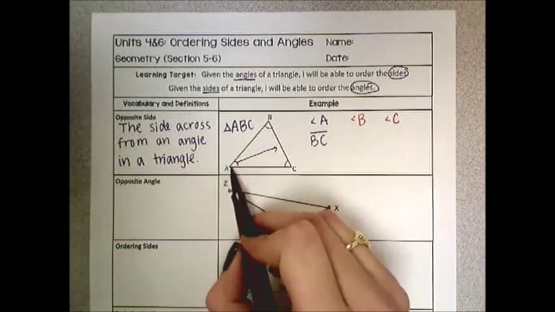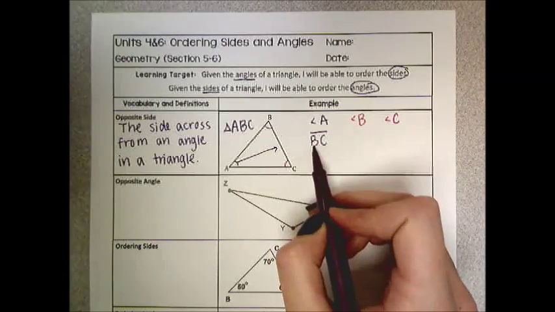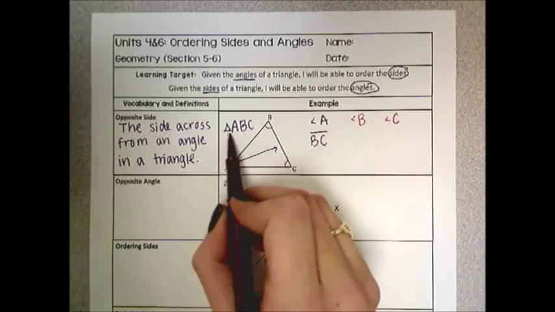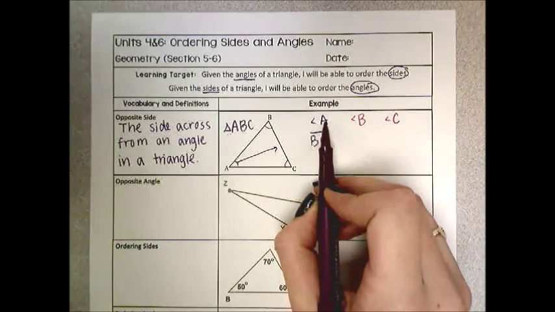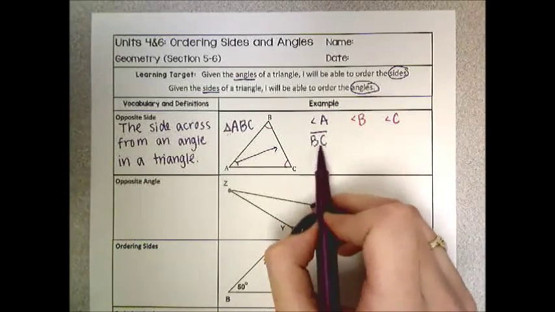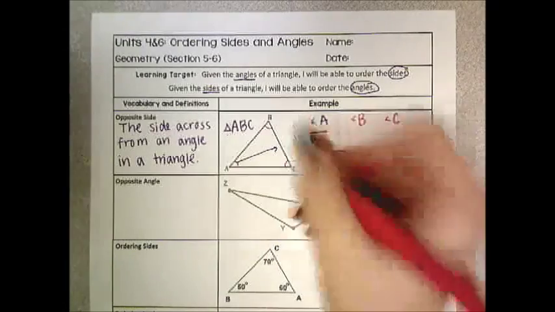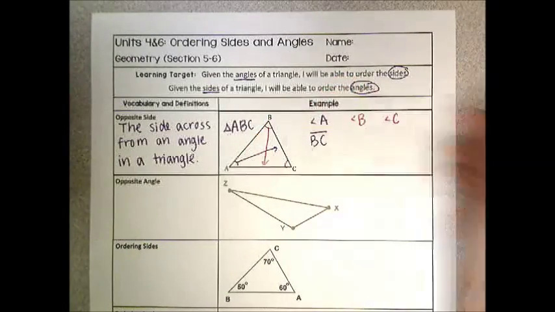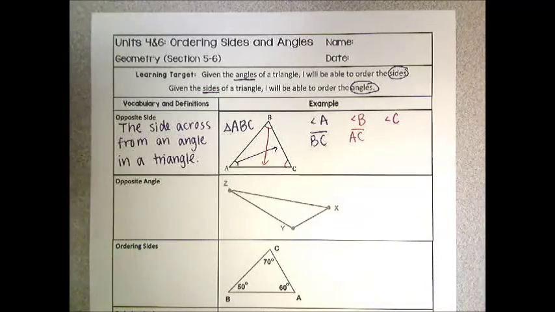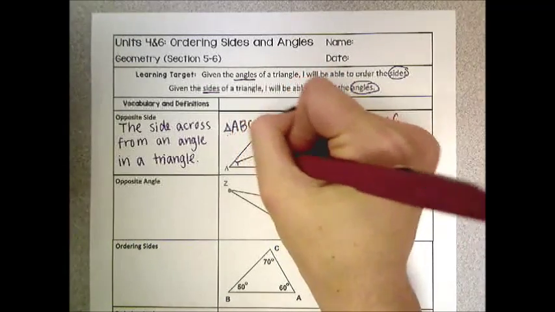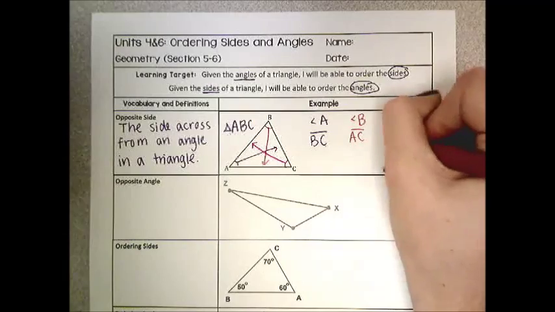A good way to look at this is, since I have angle A, the side across from it is the only other letters in the name of the triangle that is not the angle. So since it's angle A, the letters that I'm missing are B and C. For angle B, the side across from it is AC. And then for angle C, the side across from it is AB.